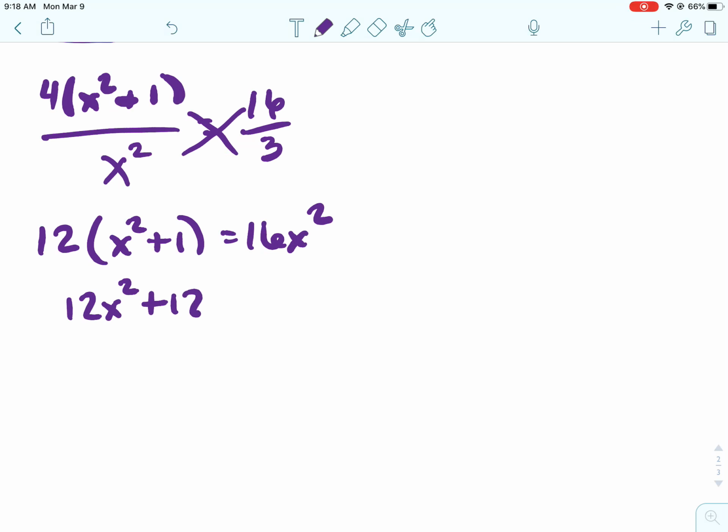All right, and then we just have some distributing to do, and we'll get there eventually.